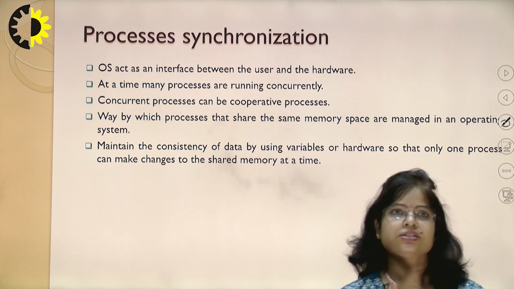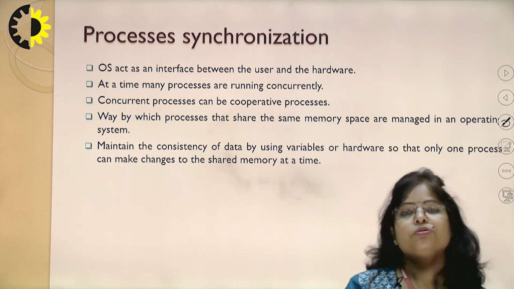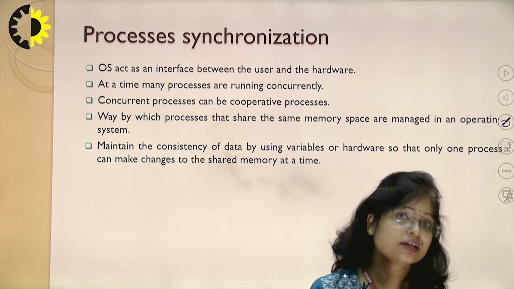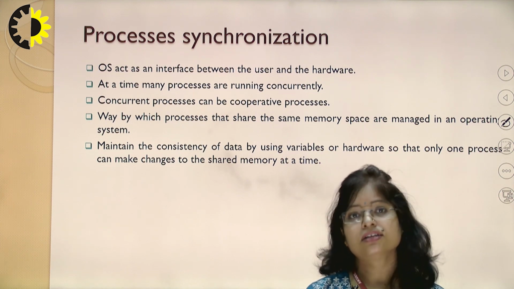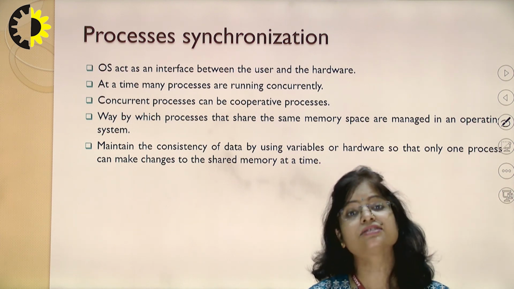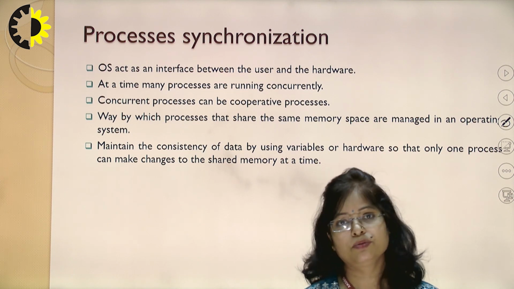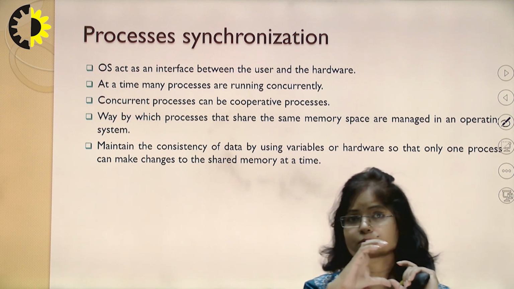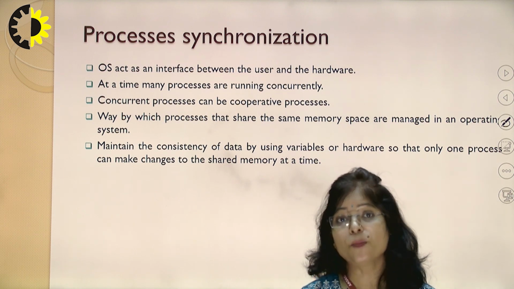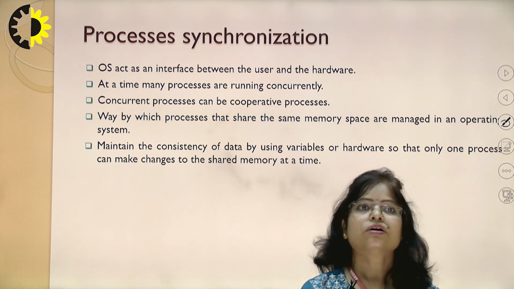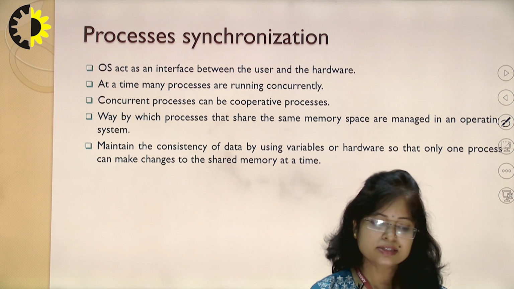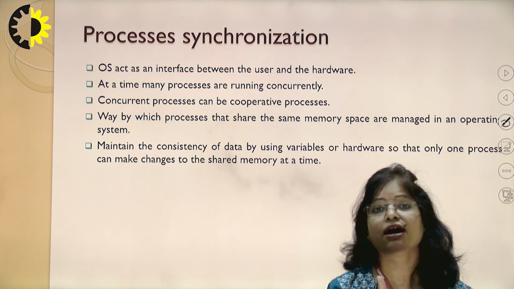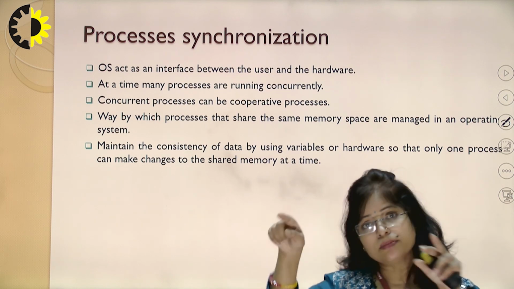So at a time, many processes are running currently. Concurrent processes can be cooperative processes. What is a concurrent process? Those processes which are running concurrently, meaning running at the same time, are known as concurrent processes. And cooperative processes are the processes that share some common memory. So concurrent processes can be cooperative processes, meaning at a time n processes are running and these n processes can work on some common memory.